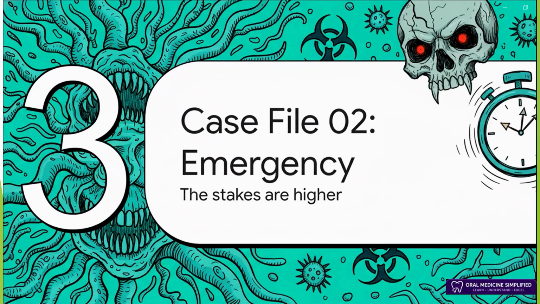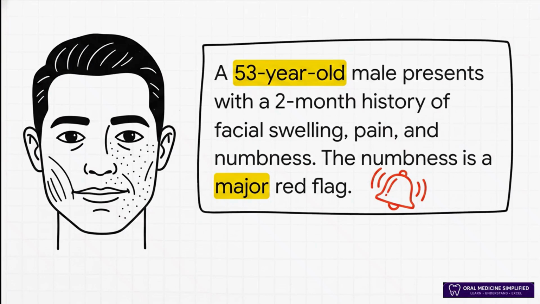Case file number 2, this is where every clinician gets tested. A 53-year-old man walks in, swelling on the left side of his face, pain, but then he says something that rings all the alarms in your head. "I feel numb, loss of sensation." That is not just a symptom, that is nerve involvement. That is a red flag.